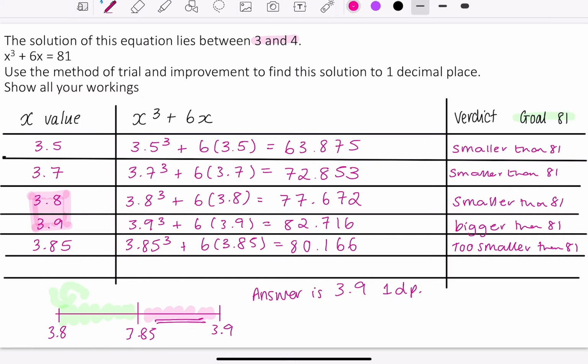Take a look at the methods used here. Remember, these are calculator questions. You are not required to be able to do 3.85 cubed. You are required to be able to type that into a calculator. You are, however, going to need to make sure you are happy with your rounding facts and your skills requiring that as well.